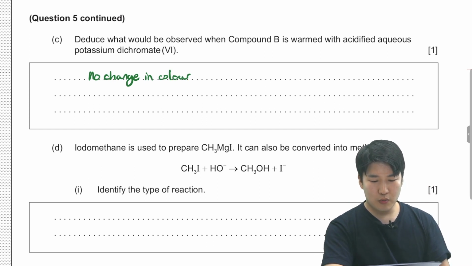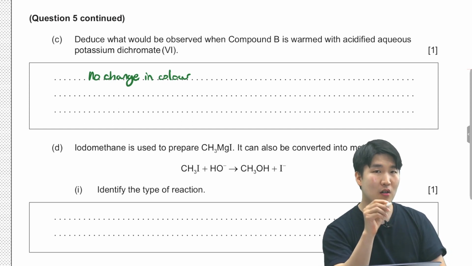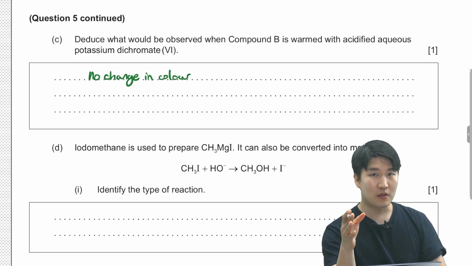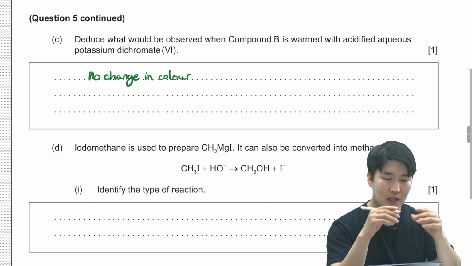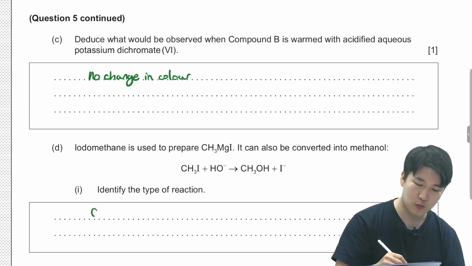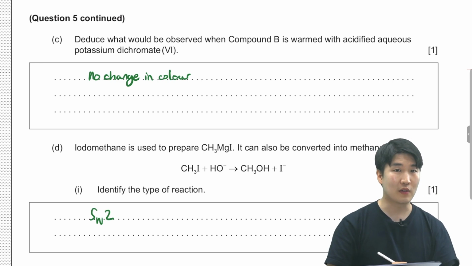Iodomethane is used to prepare CH3 magnesium iodide, which can also be converted into methanol. Okay. Yes, a halogenoalkane can be attacked by a hydroxide ion in nucleophilic substitution reaction. In our case of primary halogenoalkane, this will be an SN2 nucleophilic substitution.